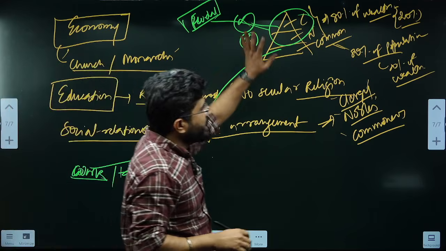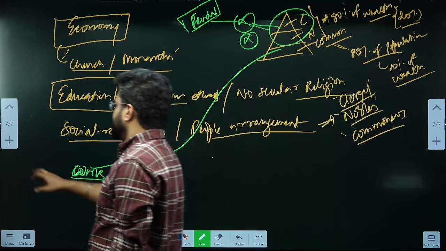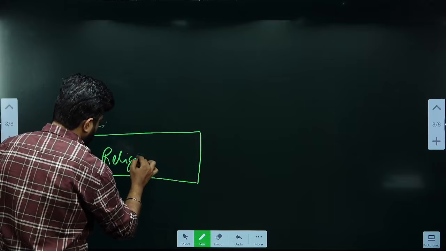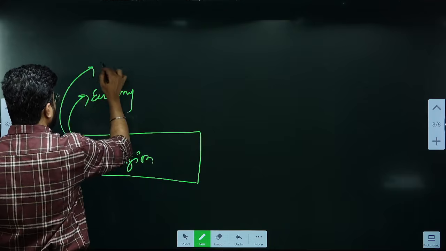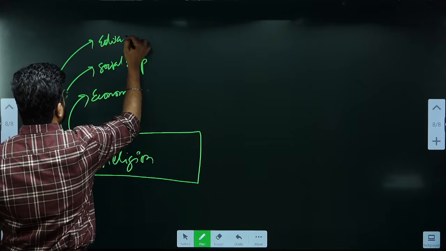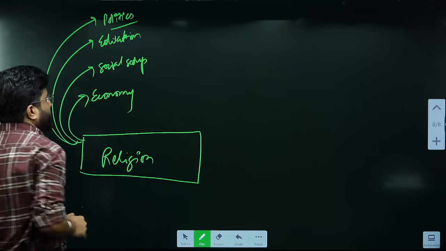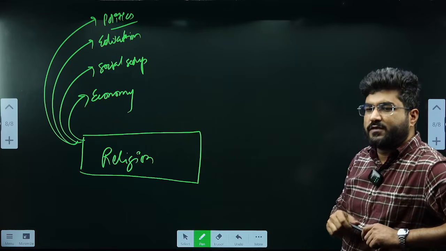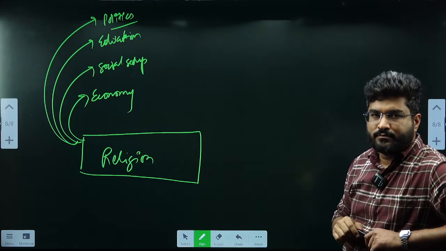Okay, so everything we have been seeing is controlled by monarchy and controlled by the church. On the basis of what? On the basis of religion. So religion is dictating your economy, your social setup, your education, your politics. This was the dark age which we had seen in Europe at that particular point of time. Now what happens?